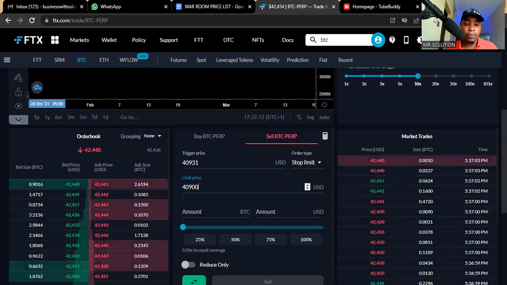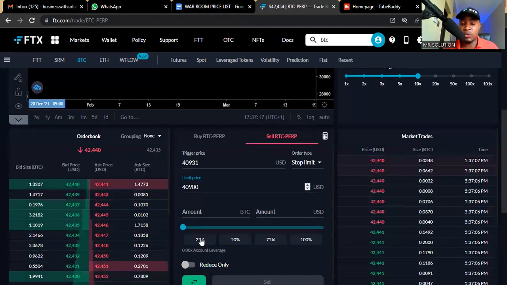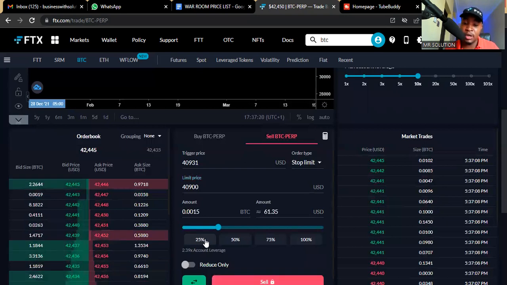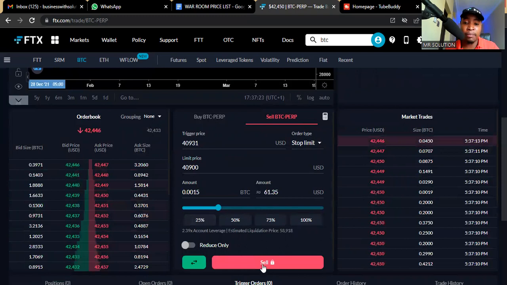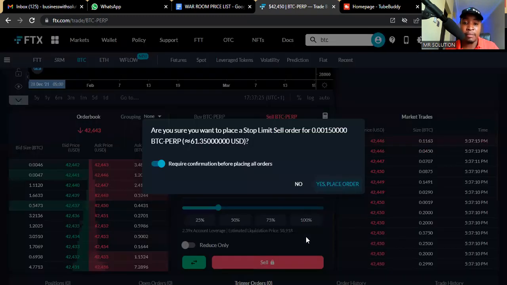So after doing that, what percentage of my equity do I want to use? Let's just say I want to use 25% because there's really not much money here. So I go right there and click on sell. I'm placing my order.